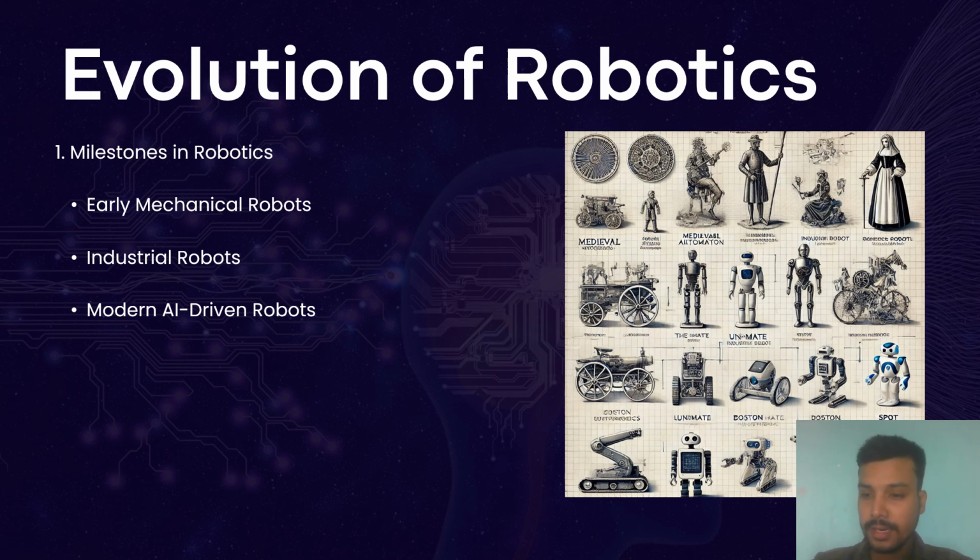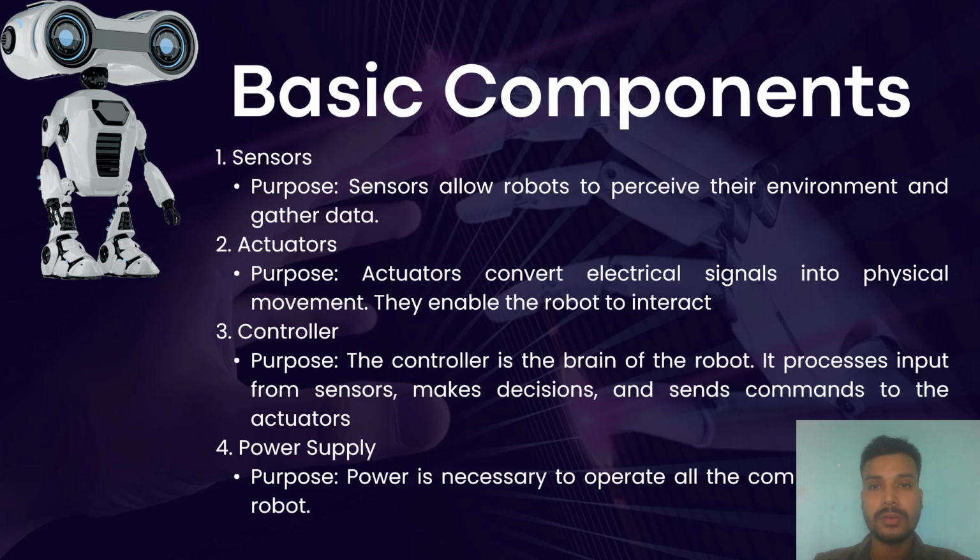Let's move on to the next slide, which contains the basic components that every robot or robotic device must have. The first component is sensors. We have already discussed it. Sensors allow robots to perceive their environment and gather data. An actuator converts electrical signals into physical movement, and enables the robot to interact with its environment, with humans and with other things.